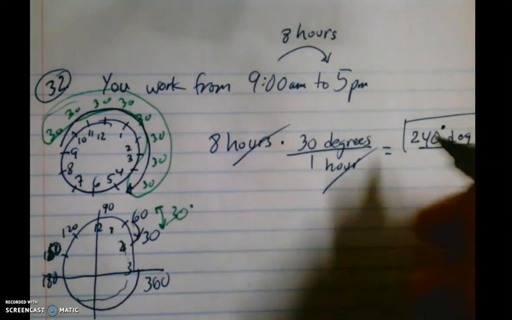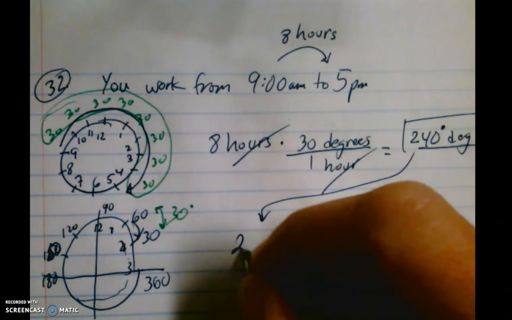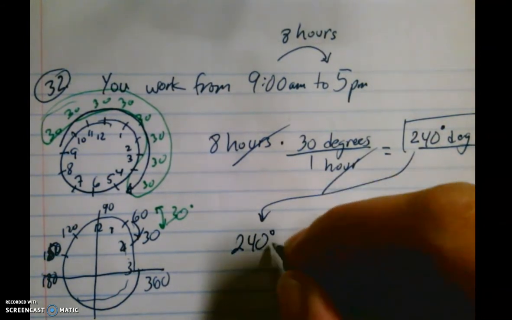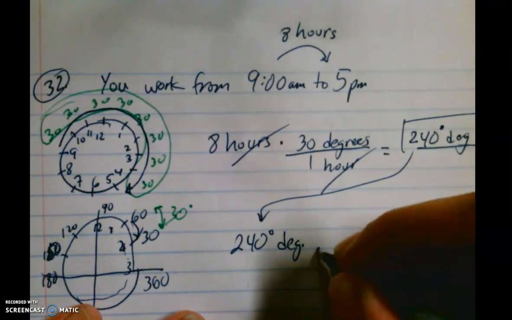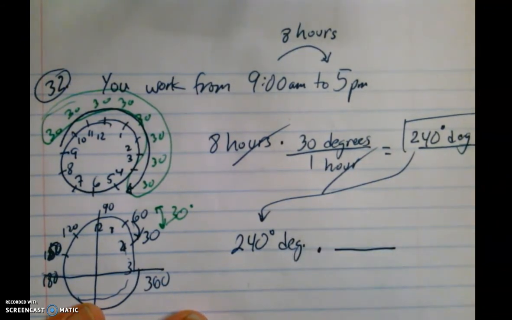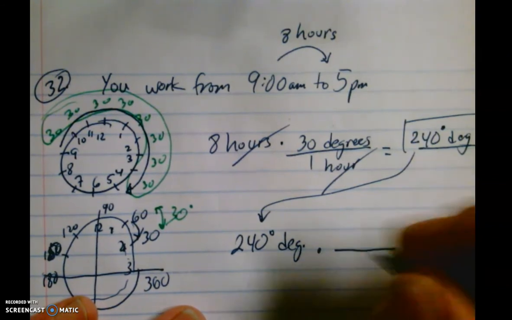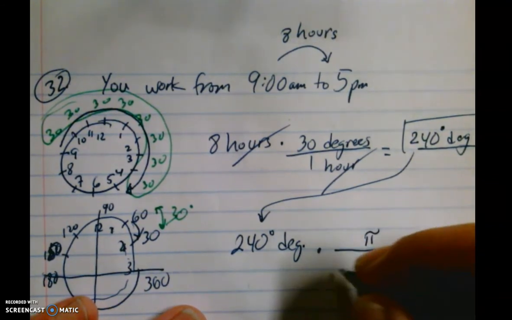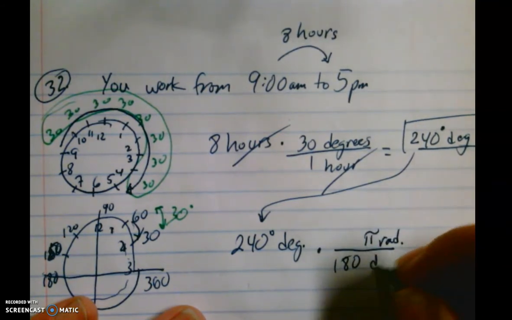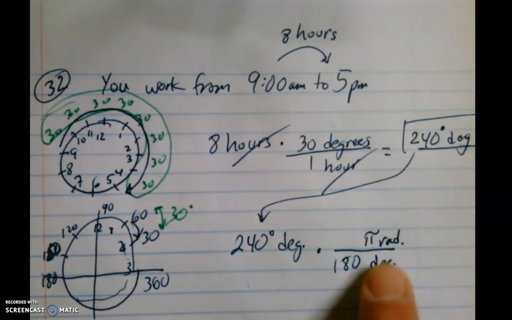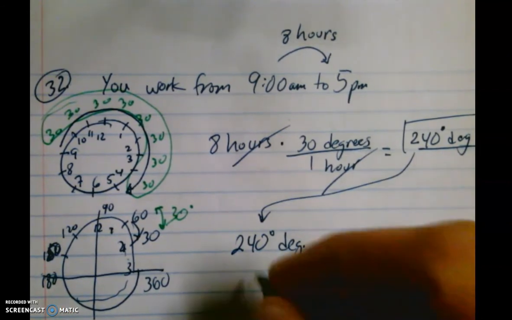Okay. Now since we already have the answer, we can go 240 degrees. Or I'm going to write the word degrees. So to convert that to radians, if you get confused, is it pi over 180 or 180 over pi? I get confused too. How do I know it's pi on top and 180 on the bottom? Because that's radians and 180 is degrees, and I knew I had to cancel degrees.